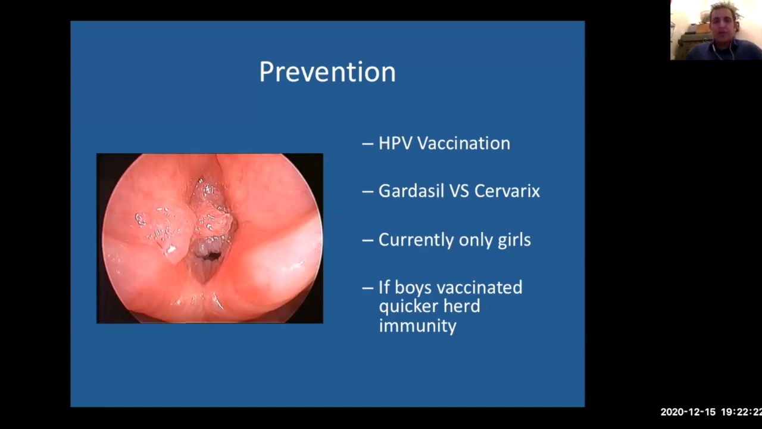Lastly, we move on to prevention. Now, there's no doubt that the future of eradicating this disease will be with regards to HPV vaccination. Initially, when the vaccination program was rolled out, it was given Cervarix, but that didn't include the 4 subtypes that we require for RRP control. Currently, only girls are vaccinated, and they're vaccinated using Gardasil, which includes all 4 subtypes, which is good. And if you think about it logically, if boys could be included in the vaccination program, we'd probably get quicker herd immunity, which is what they do in Australia.